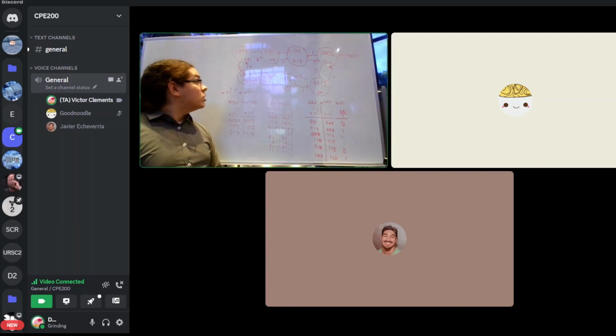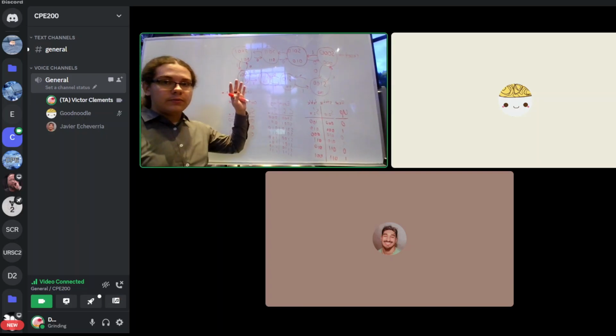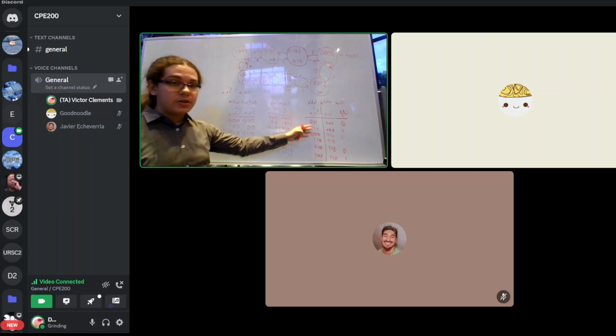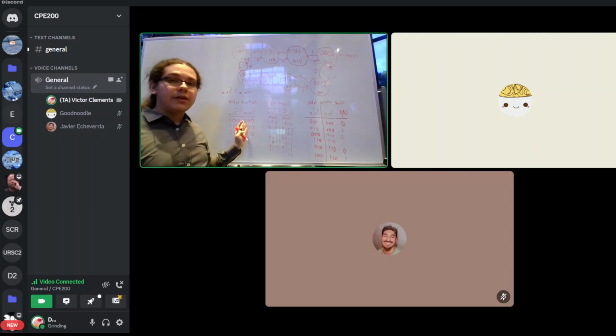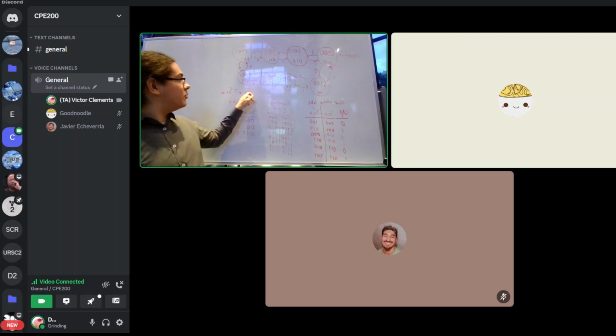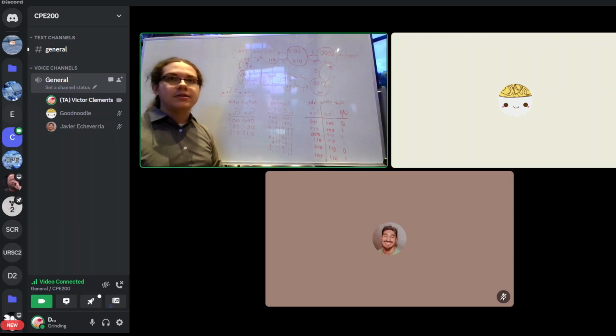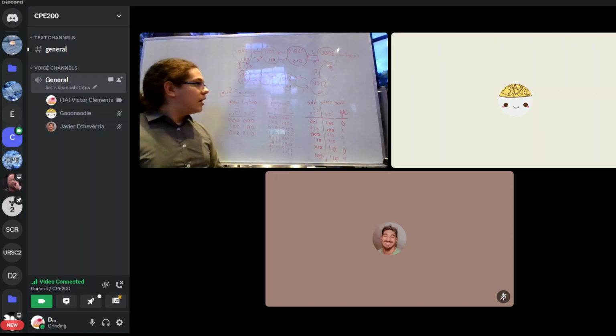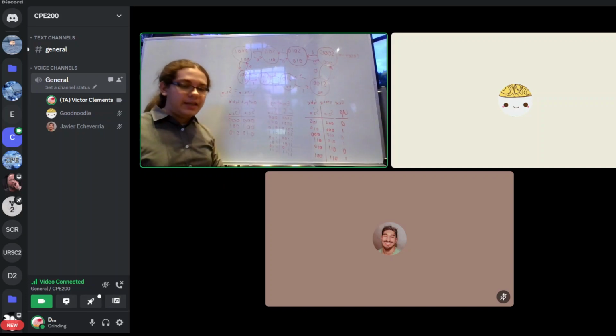Okay, so we finished up our diagram, we finished up all our tables. The next step before we draw the schematic is we need to figure out the equations. So I already wrote the equation for the output table. That one's the easy one, right? You just draw wires over. I want you guys to go ahead and draw them up for the next state table.